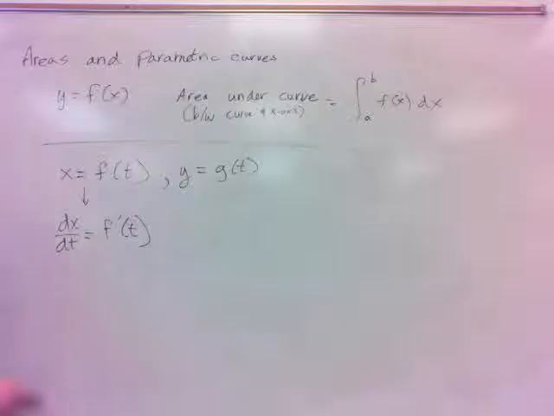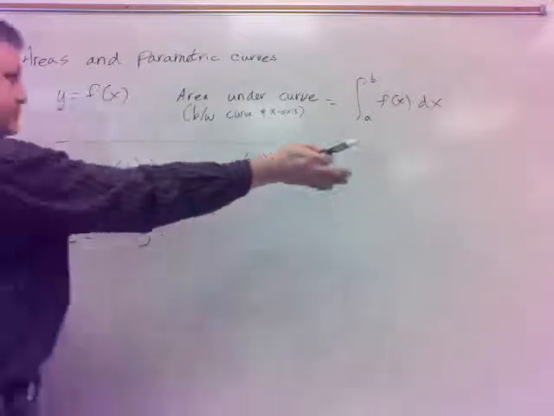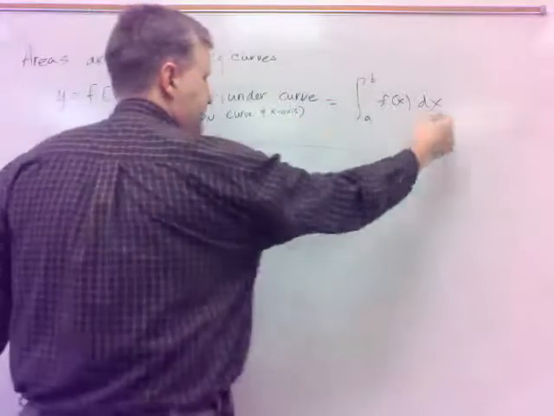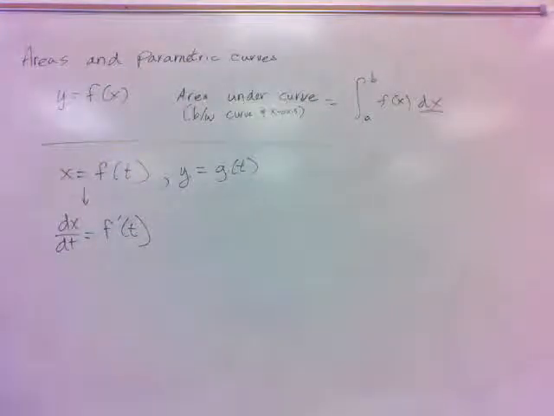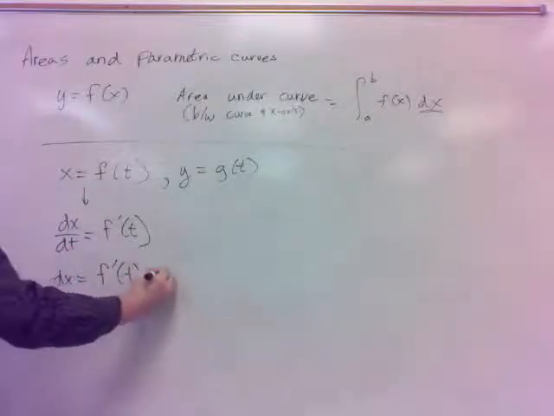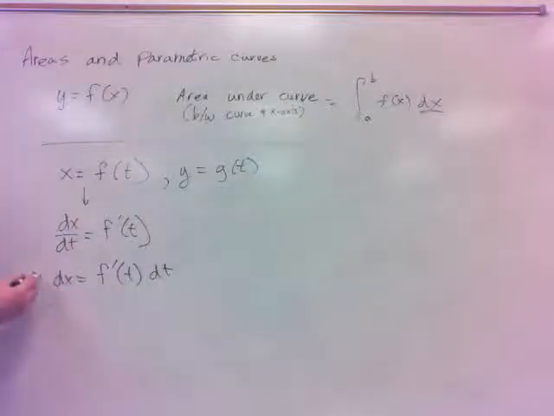Why do I mention that? Well, it's because I'm going to use area under the curve between the curve and the x-axis. I've got this dx. Well, dx is going to have a counterpart in terms of the differential dt. So what would that be? Well, just multiply both sides by dt. And so dx is the derivative of the x function in terms of t, times dt. Okay.